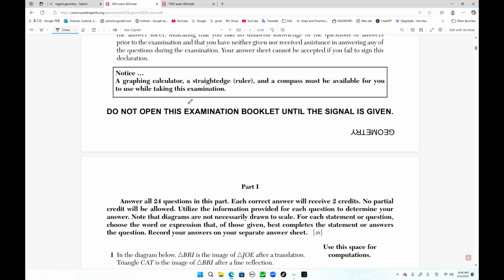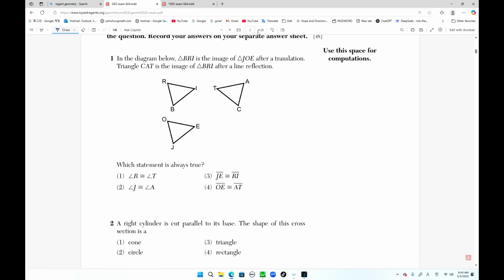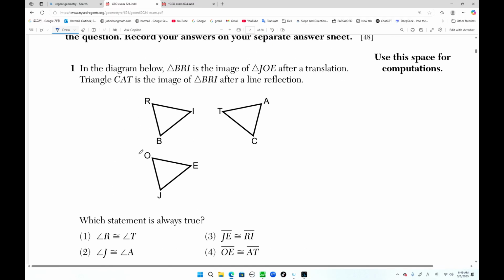Okay. So here is number one. So we have a triangle. BRI is the image of JOE. This is original. JOE is original. This one is original. After translation and triangle CAT, the image of BRI after line reflection. There must be line reflection over here.